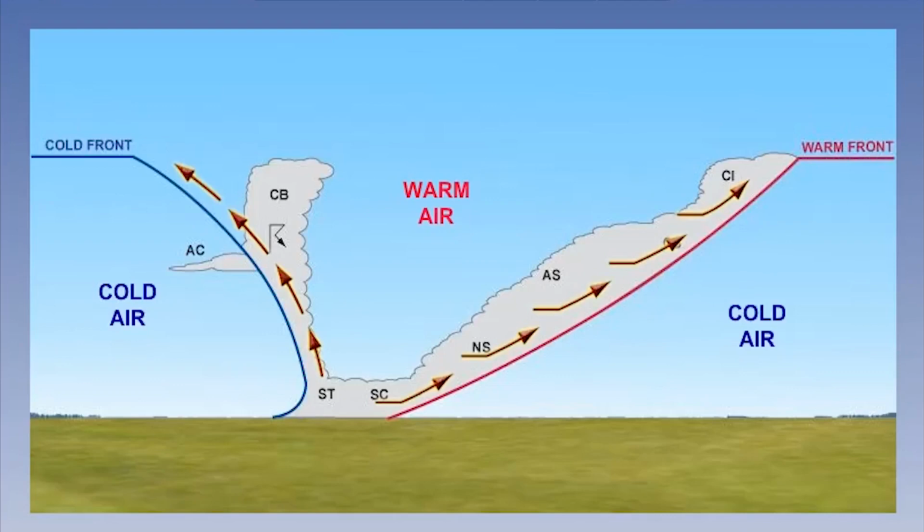Let us now consider uplift of air along a frontal zone a little more deeply. When air masses of different properties interact, the warmer, less dense air will be forced to rise, and frontal uplift can occur along the boundary.